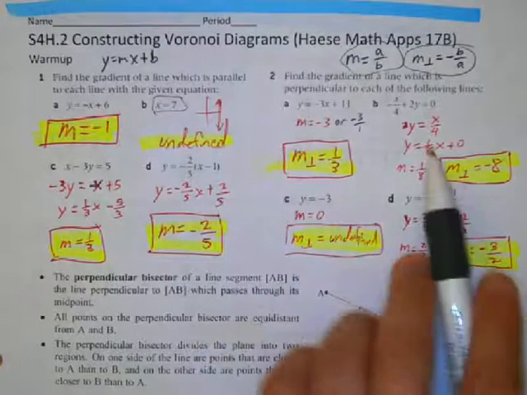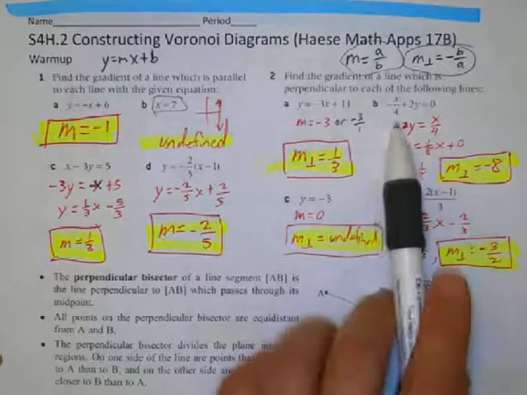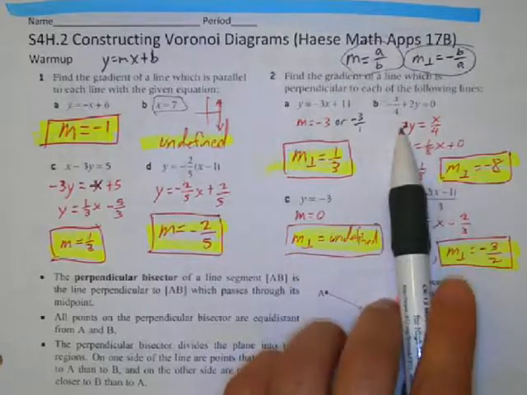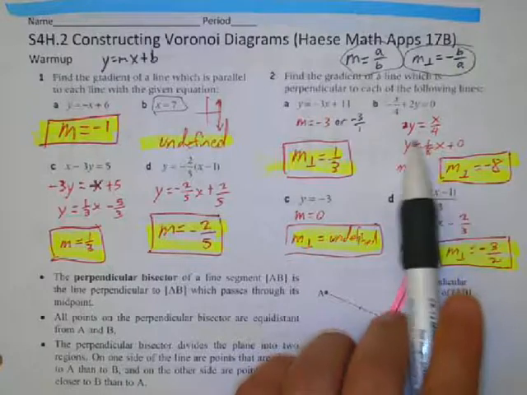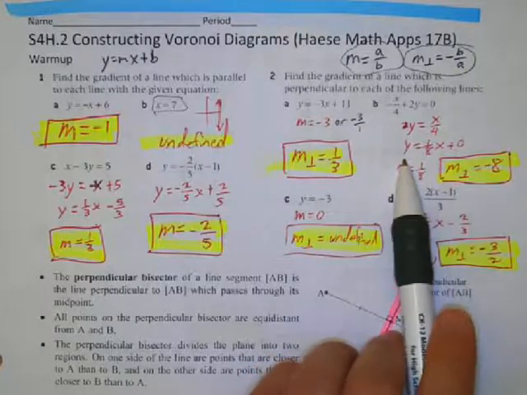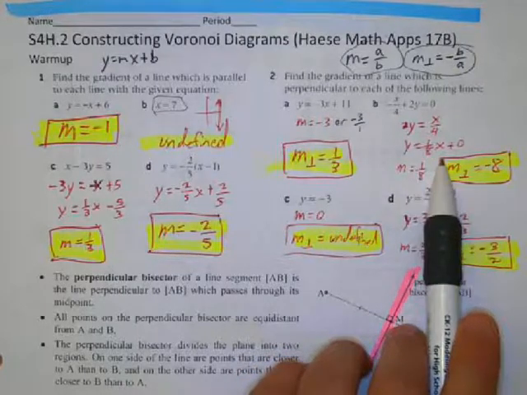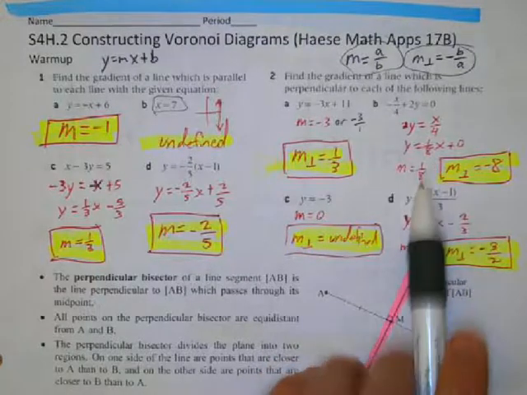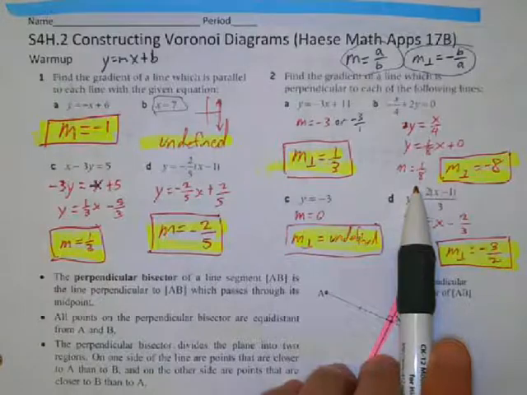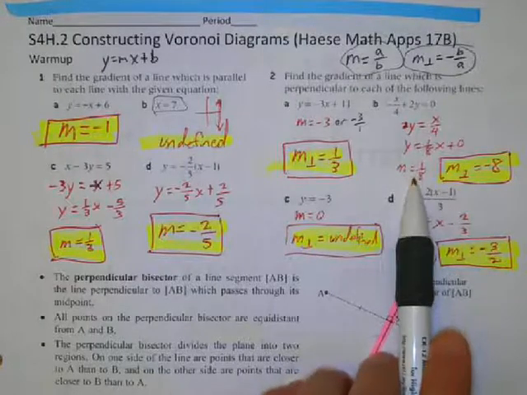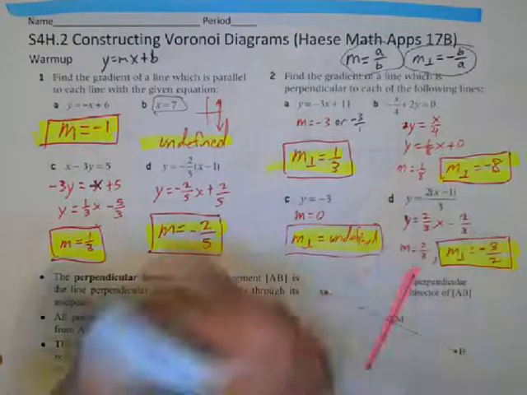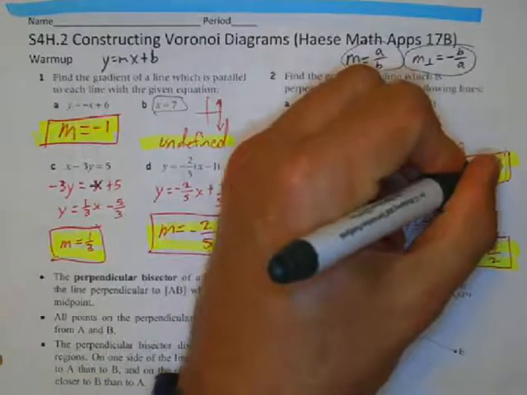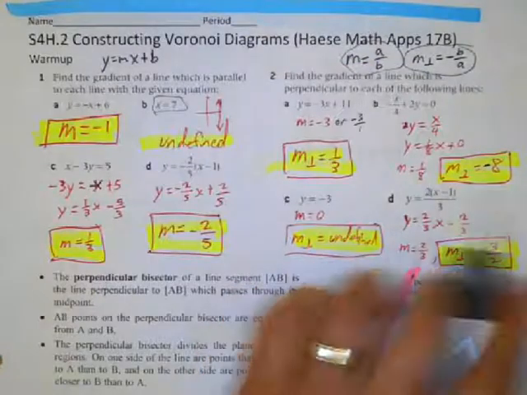Let's do question B. I added x over 4 on both sides, and then I divide both sides by 2, and I get y equals 1/8 x. So my slope for this equation is 1/8, and so the perpendicular slope is going to be opposite sign, and the reciprocal, so now it's going to be 8 over 1.